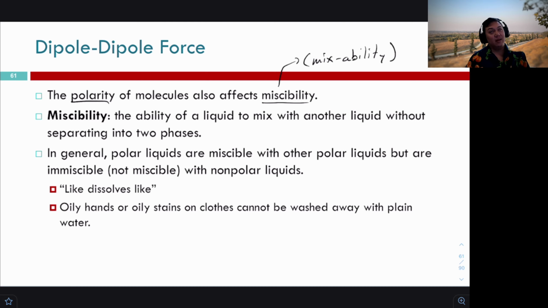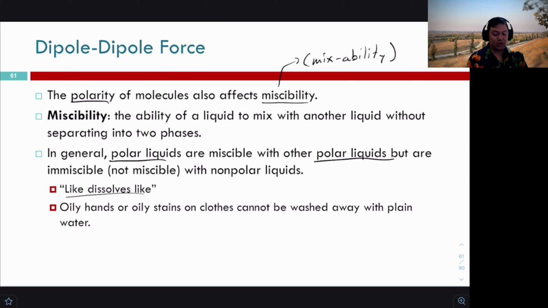There aren't that many liquids in your home that you would mix together in this way. If you wanted to try one, you could take isopropyl alcohol and you could mix that with water. Those two liquids are miscible. And so these polar liquids, isopropyl alcohol is polar, and so is water. So polar liquids are miscible with other polar liquids, but they are immiscible or not miscible with nonpolar liquids.